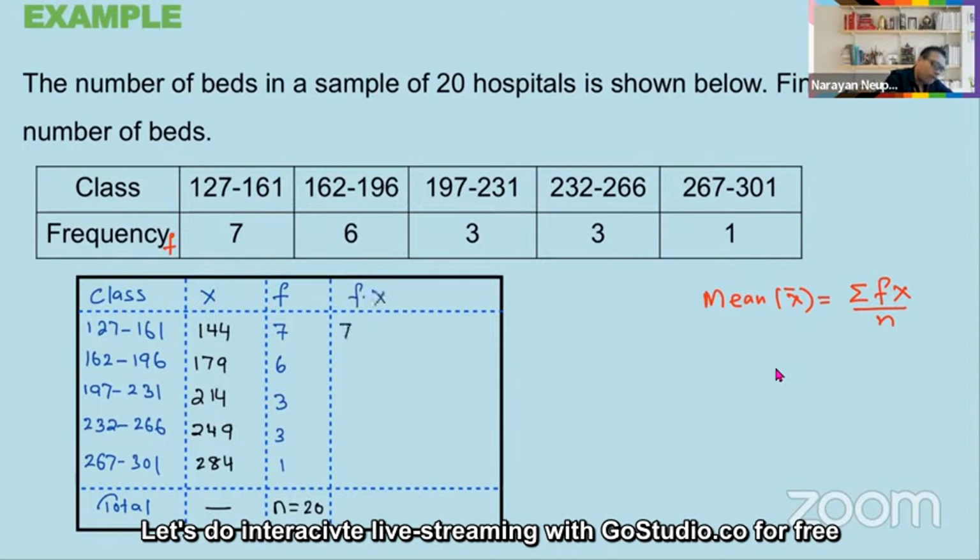So the first one is 7 times 144, which is equal to 1008. Next one, we have 6 times 179, which is 1074. Next one, we have 3 times 214, which is 642. Next one is 3 times 249, which is 747. And finally, we have 1 times 284. That is 284, right?